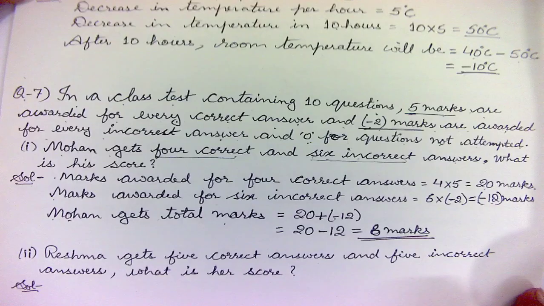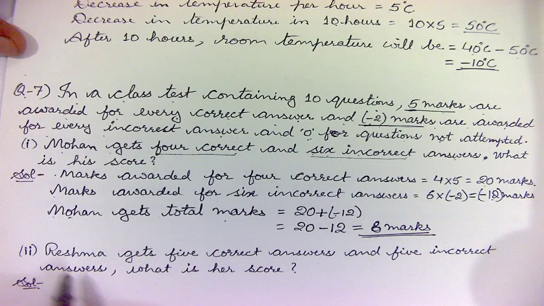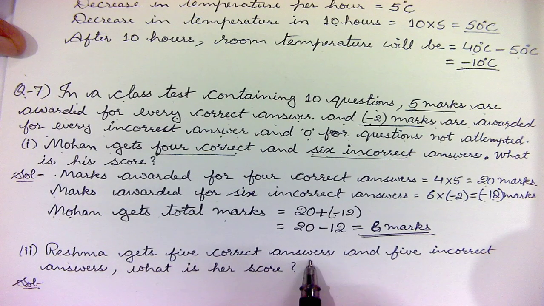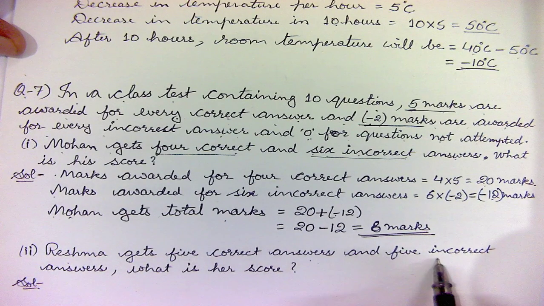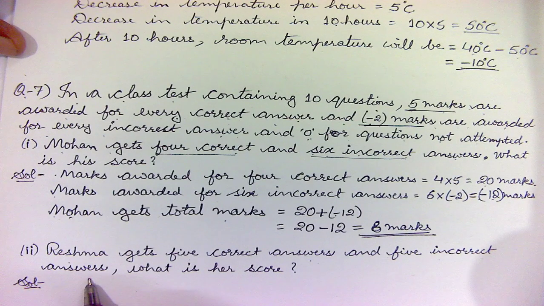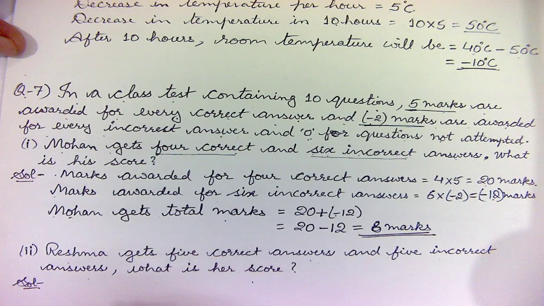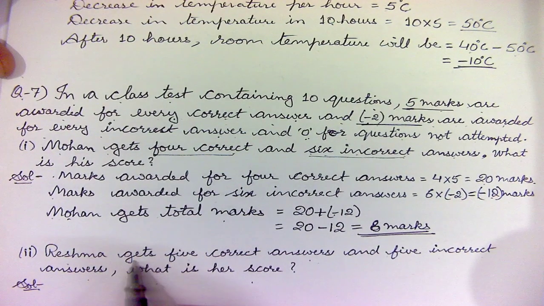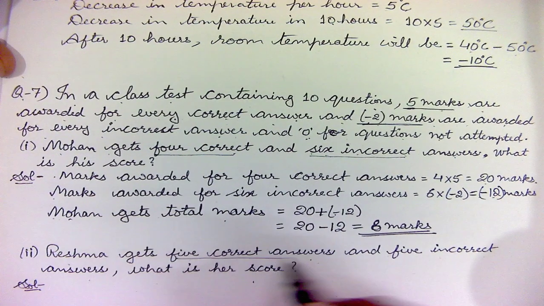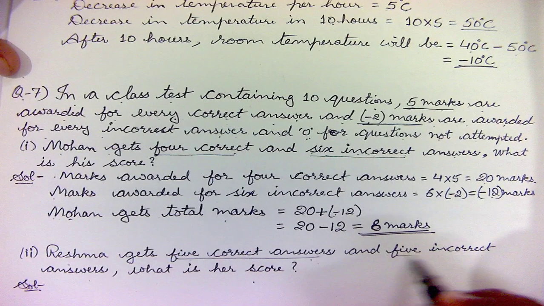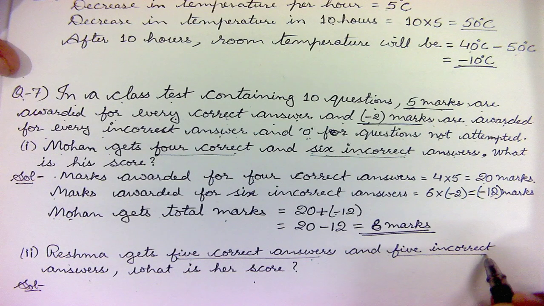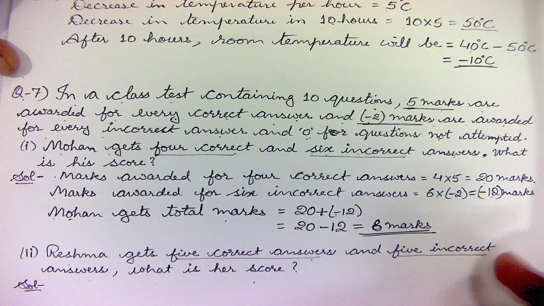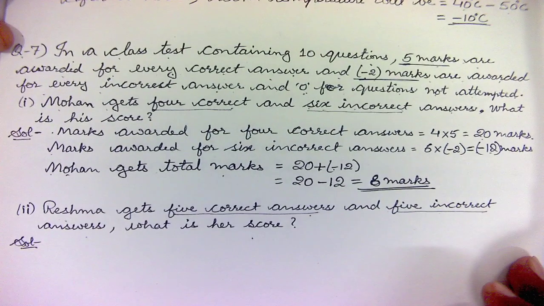The second part of this is: Reshma gets 5 correct answers and 5 incorrect answers. Then what is her score? Now there are total 10 questions. So out of 10 questions, Reshma is getting 5 correct answers and 5 incorrect answers. Means she has attempted all the questions. Now what is her score?